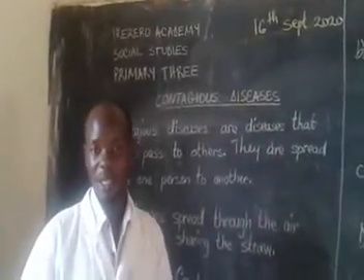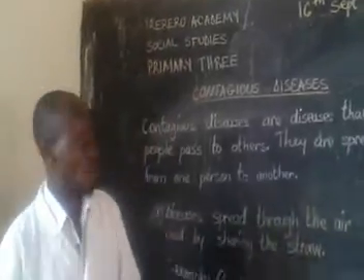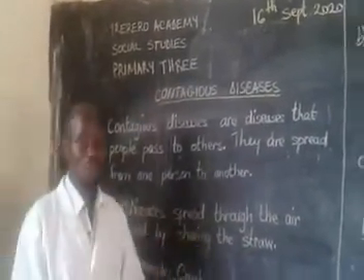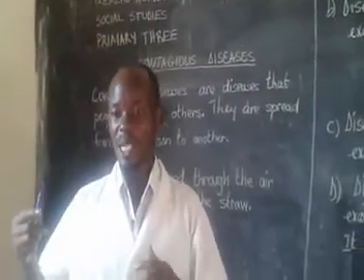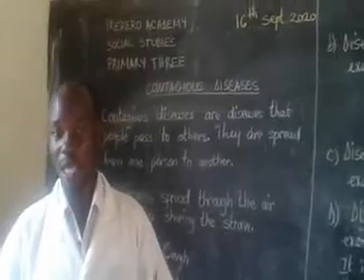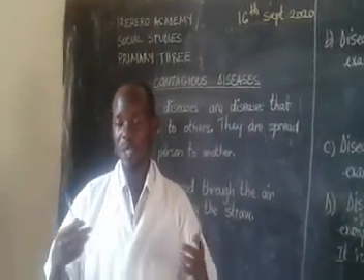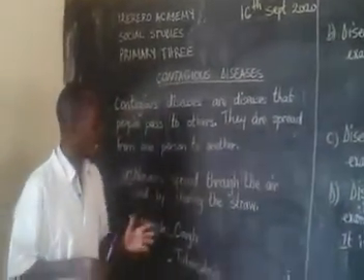These are diseases that people pass to others, or they are diseases that are spread from one person to another. When we say spread, it means what? You have a disease, and when you come in contact with another person, you pass it to him. So we'll see different types of them. For example, look at here.